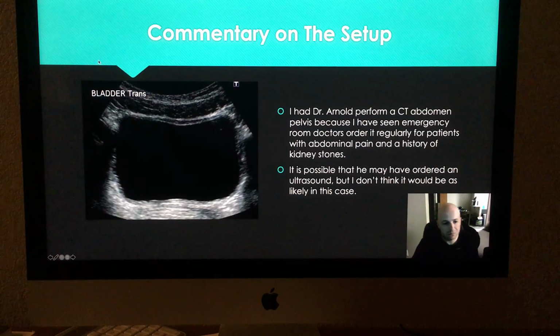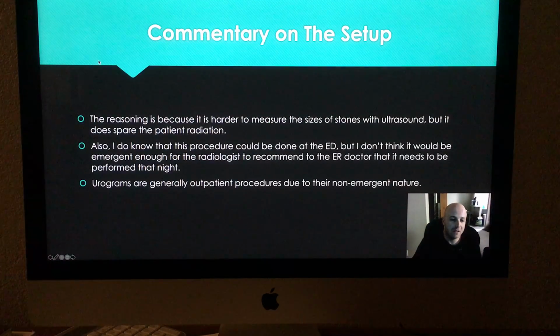And I just included a little picture of the ultrasound bladder, just to throw it in there for some spice. The reasoning is because it is harder to measure the size of stones with ultrasound, but it does spare the patient radiation, which is always a plus.